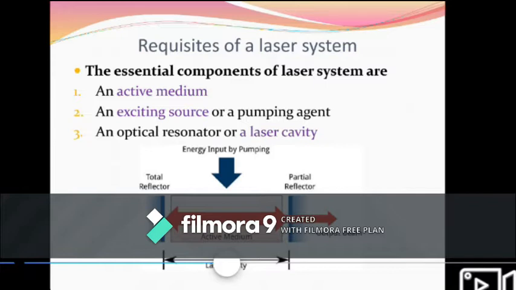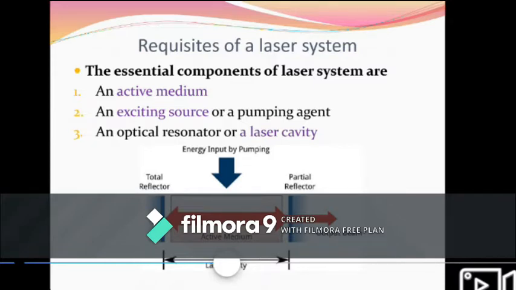Now the photons are created in a medium. That is called the active medium here. You require a medium where the photons are created. That is called the active medium. In an active medium, there may be some other material also, some impurities maybe.